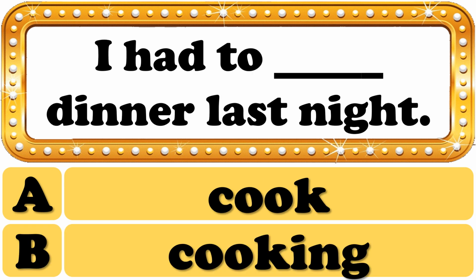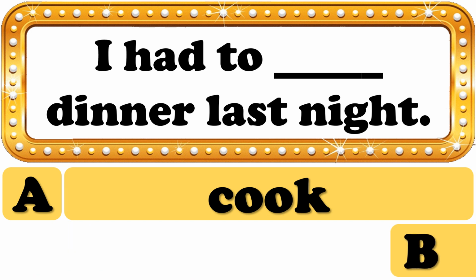Okay, here's another one. Take a look. Would you use A or B to finish this sentence? Remember the rule. The right answer is A. I had to cook dinner last night. Say it after me. I had to cook dinner last night. And if you didn't have to cook dinner, then maybe your mom or grandma did it, or maybe you just went out and bought some McDonald's.